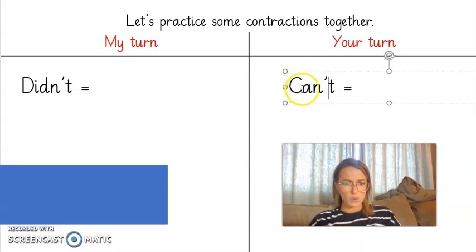For some reason, my little c turned into a capital C there. I don't know why that is, but never mind.